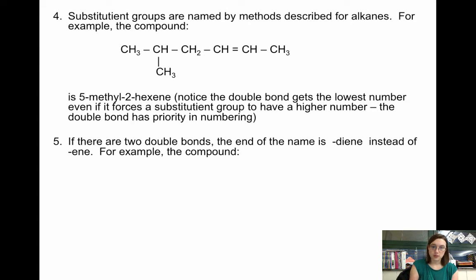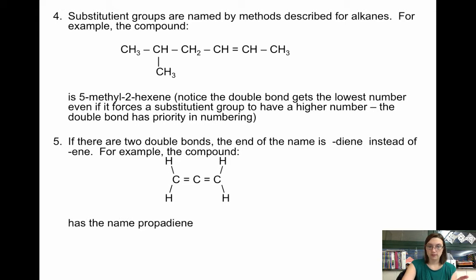If there are two double bonds, the end of the name is diene. So for example, this, 1, 2, 3. There are 3 carbons, so you're used to prop. The name for this would be propadiene. There's really no need for numbers here because since there are only 3 carbons, we assume it's between the first and second and the second and third. So instead of saying 1,2-propadiene, we can actually just say propadiene. This prop tells us 3 carbons, ene tells us double bonds, and the di tells us there are 2 double bonds.